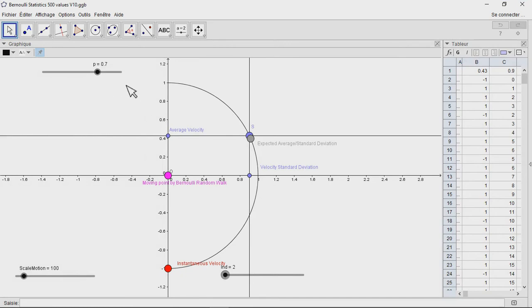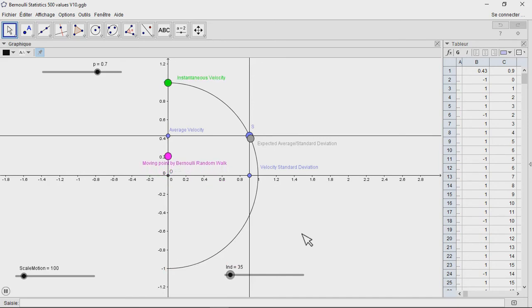P equals 0.7. First pass in slow motion and large scale for displacement. We launch the visualization of the displacement calculated in the spreadsheet. The scale for motion is 100. That means that the minimum step is 100 times smaller than the unit of the graph. The units for the half circle of velocity are 1.